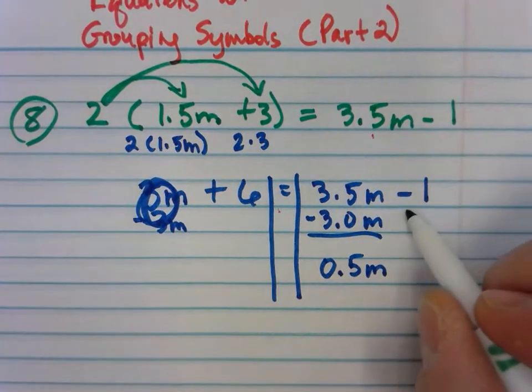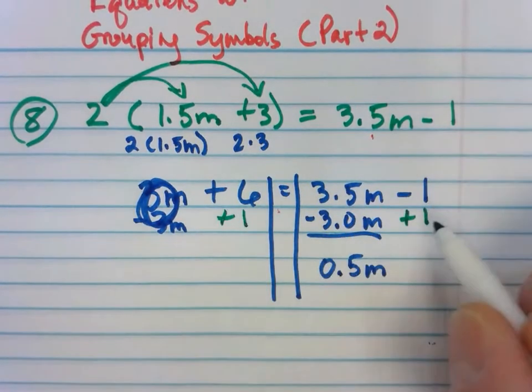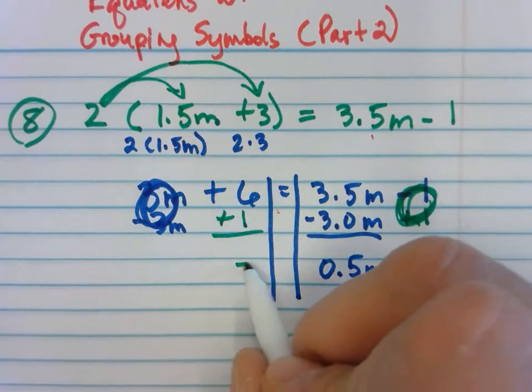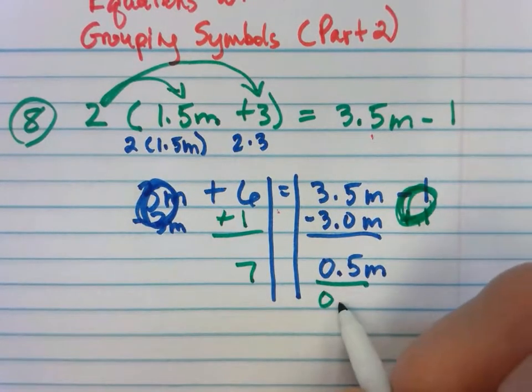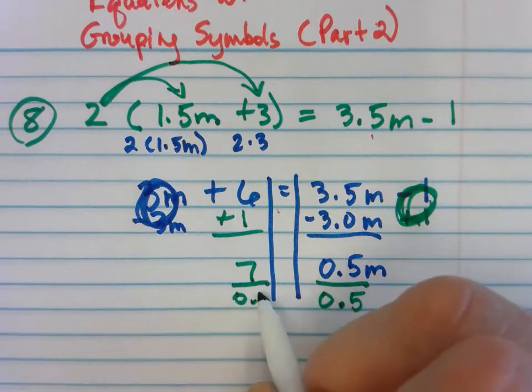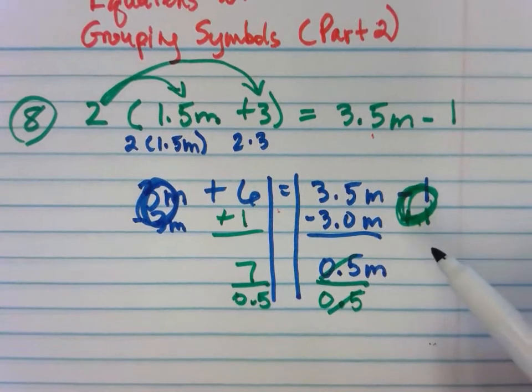Now, I got to add 1 to get that moved over here, and add 1 over there. The negative 1 and positive 1, of course, cancel out. 6 plus 1 is 7. All right, if you take 7 and divide it by half, that's going to tell you what m is. So 7 divided by 0.5. What is 7 divided by 0.5?